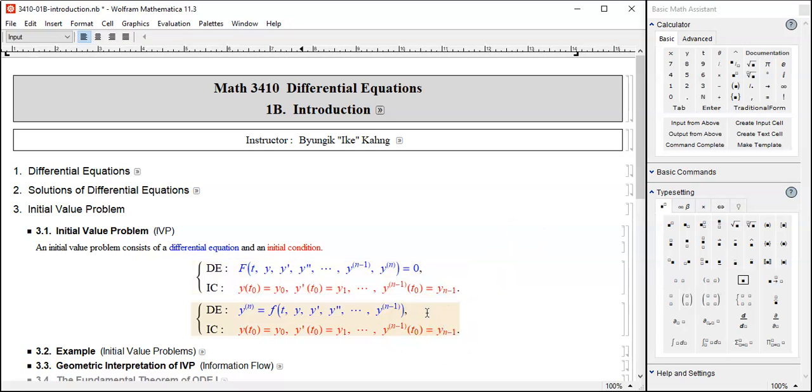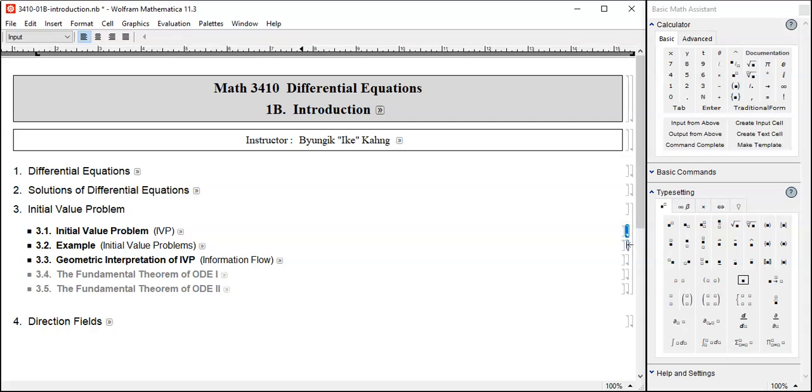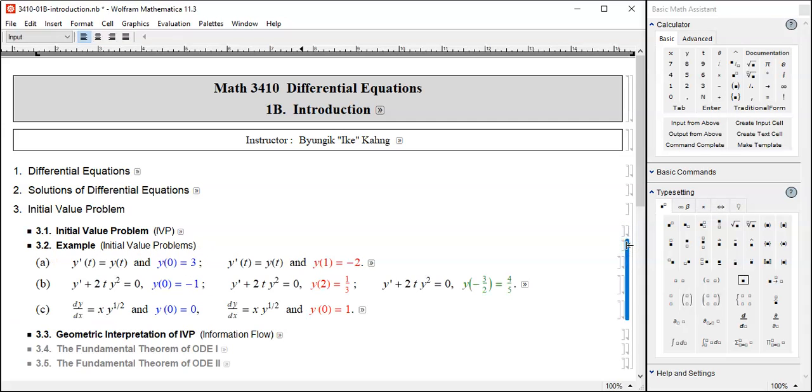Well, here's a bit less general form when y to the nth power is explicitly sought, but this is a little bit more general case. But in any case, those kinds of things are called initial value problems. Here are some examples of initial value problems. We have a differential equation, y prime is equal to y, and we have an initial condition, y of 0 is 3.